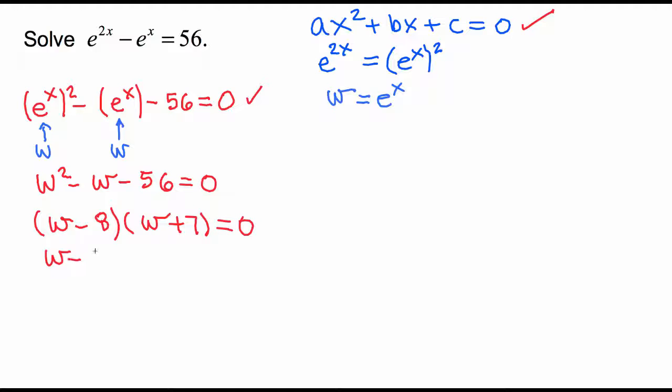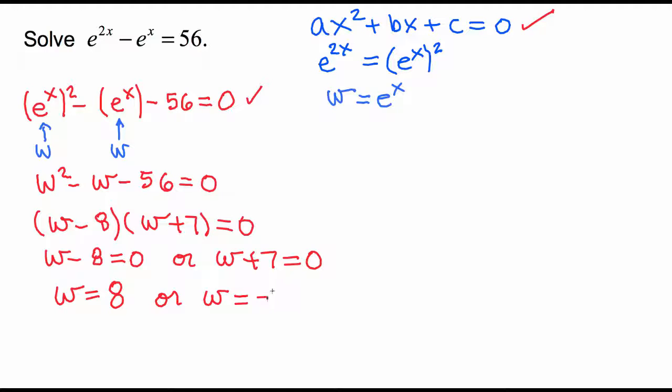Setting each factor equal to 0, w minus 8 equals 0, or w plus 7 equals 0, I can solve for w and I find I have two answers. w equals 8, or w is equal to negative 7. But recall what w is. w is actually equal to e to the x.